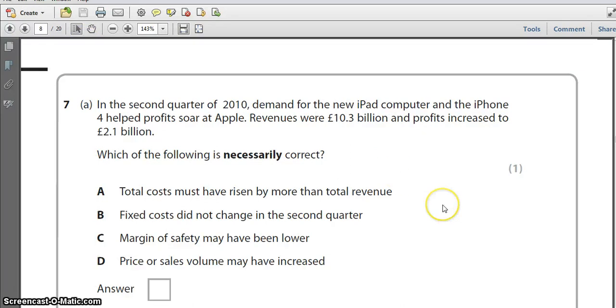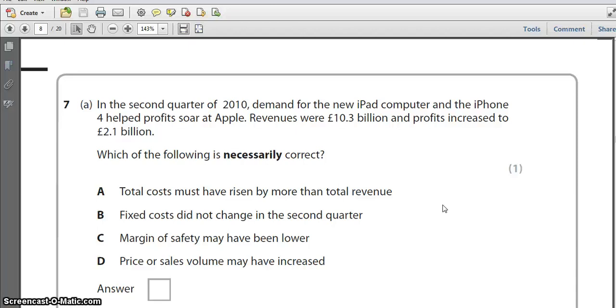Question 7. In the second quarter of 2010, demand for the new iPad computer and the iPhone 4 helped profits soar. Revenues were 10.3 billion and profit increased to 2.1 billion. So it's basically saying that profits have gone up. Which of the following is necessarily correct? So we know if profits have gone up, one of two things has happened. Profits go up if either you have more sales or you have lower costs, or maybe sometimes both. So what is necessarily true about this?